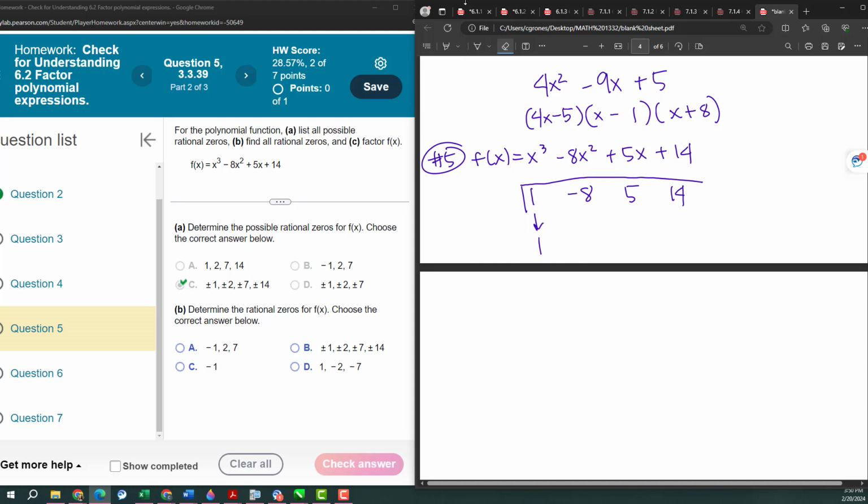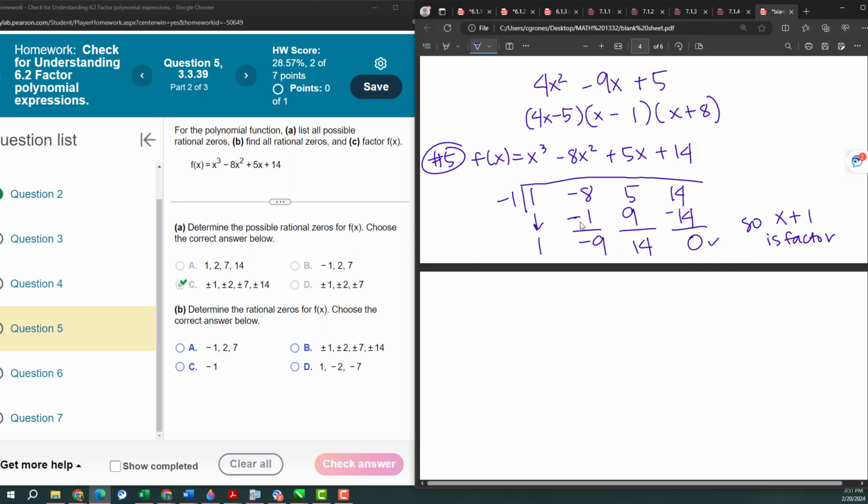Let me look at negative 1. So 1 times negative 1 is negative 1. This will be negative 9. Negative 9 times negative 1 is positive 9. 9 and 5 gives us 14, and then we have 0. So negative 1 would be a possible answer. So that means that x plus 1 is our factor.